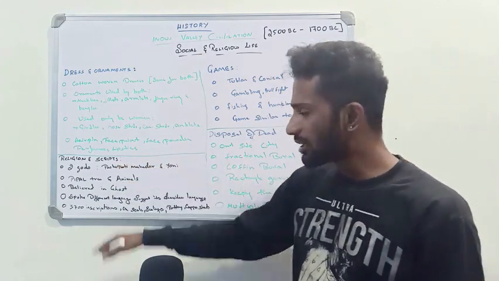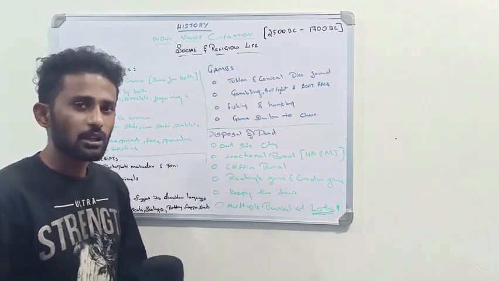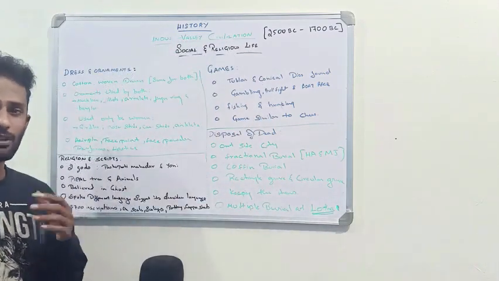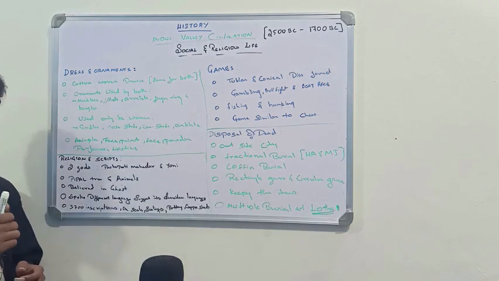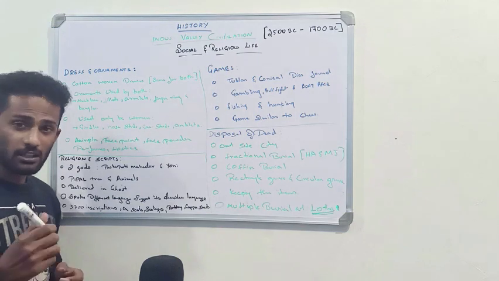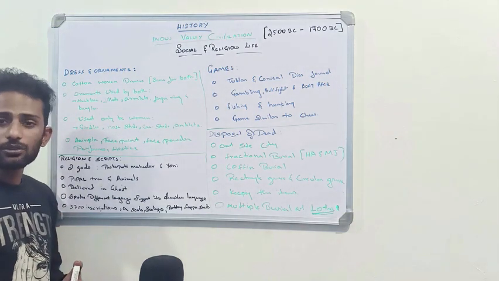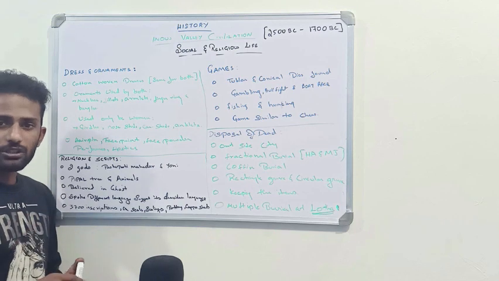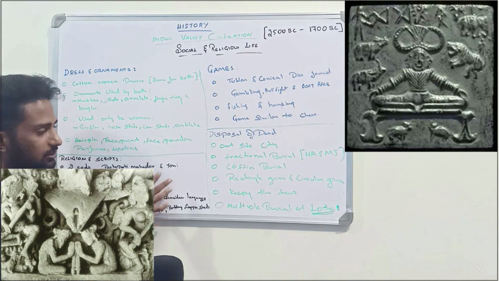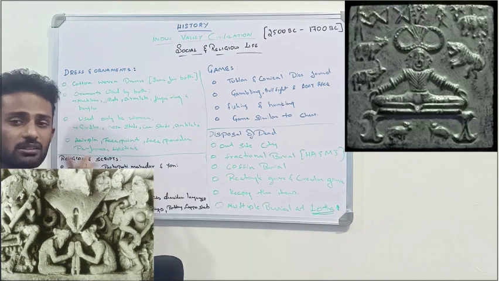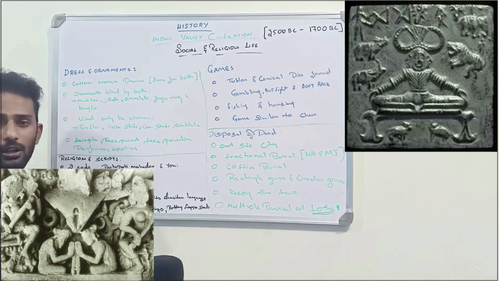Coming towards their religious life, they had two gods. One is a female god, the other is a male god. Other than that, they used to worship trees, fire, and also animals. Trees like the peepal tree, animals like the bull, and fire. Obviously, fire they used to worship, and also two gods mainly. One is Yoni, the female sex organ, who was also considered the goddess of fertility, and the second is Pashupati Mahadeva.